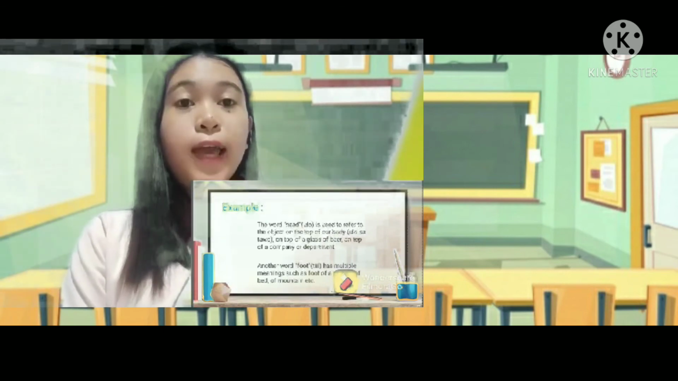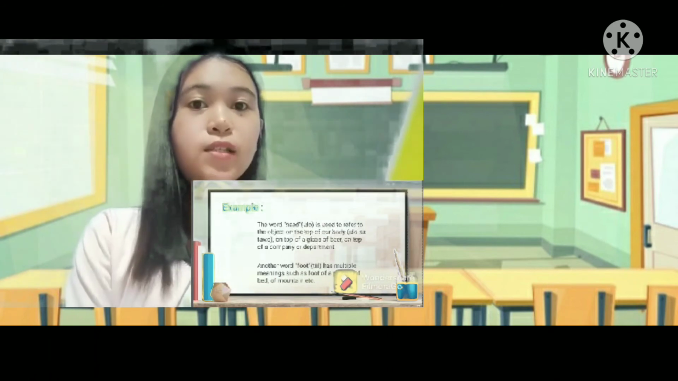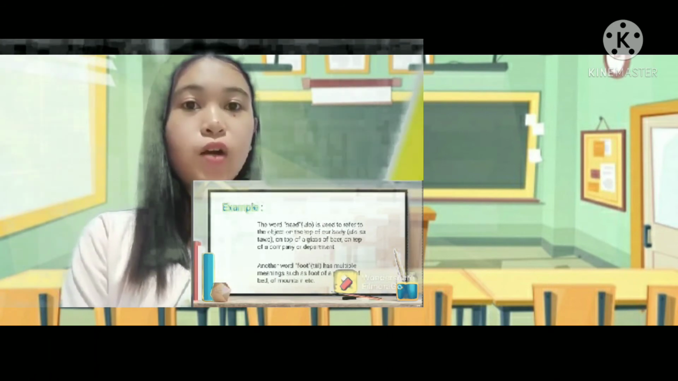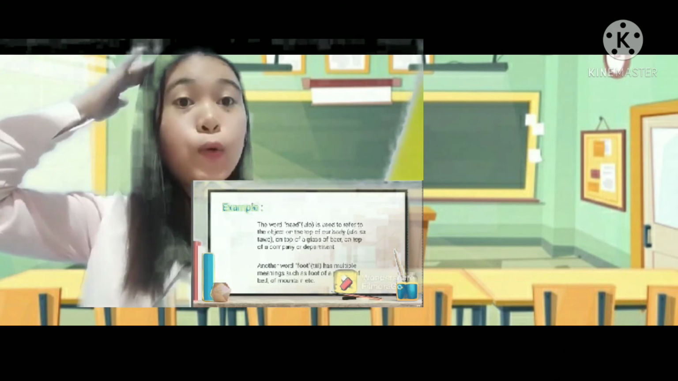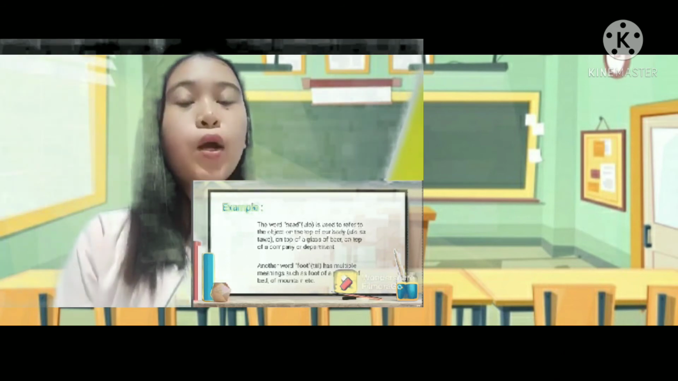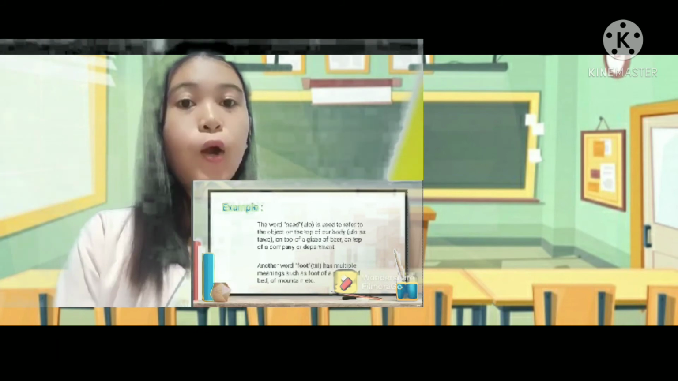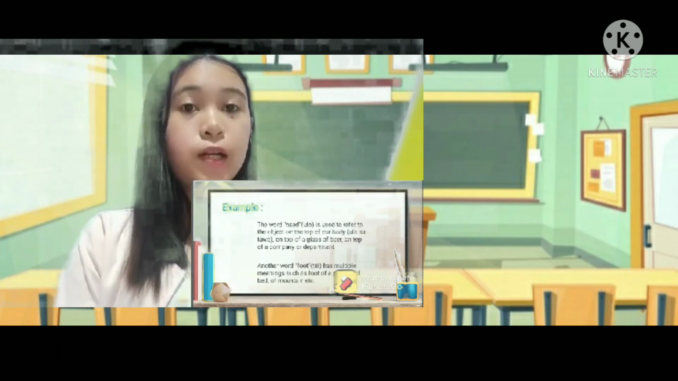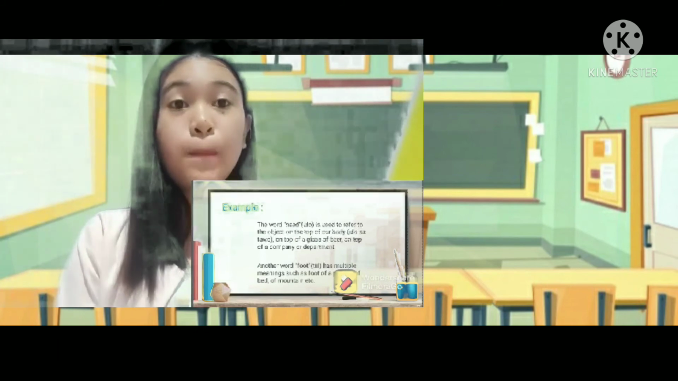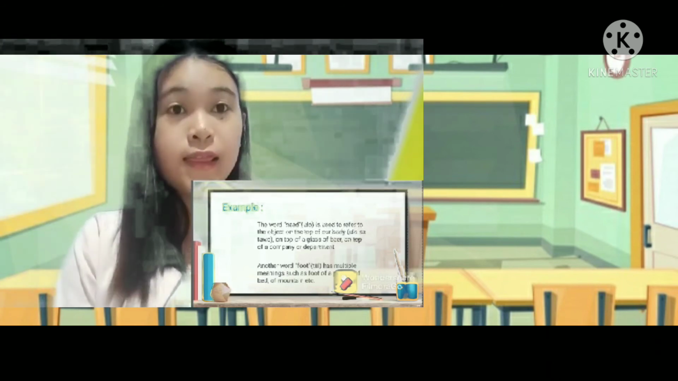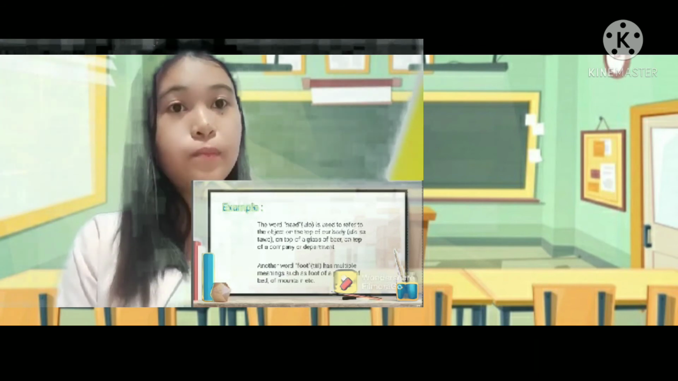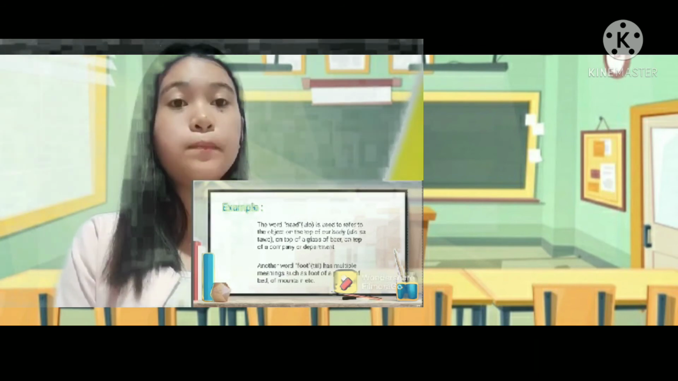The word head, or ulo, is usually used to refer to the object on top of our body, this head, or ulo sa tao, or the head on top of a glass of beer, or the head of a company or the head of a department. So the word head is only one word but has multiple meanings.